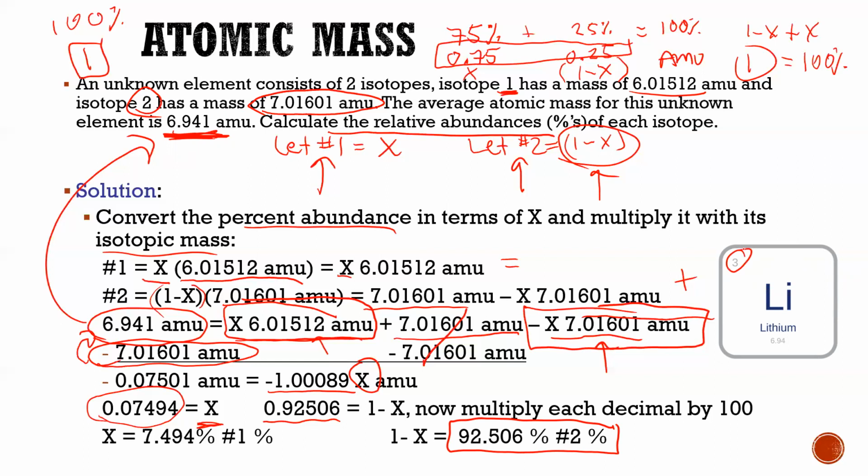So that 3 represents the number of protons. Both of these isotopes are lithium because they have 3 protons. Why did they have different masses? They have different numbers of neutrons. Their relative abundances multiplied by their masses gave me a weighted average of 6.941, which was given in the problem. But what I had to do in this problem was figure out the relative abundance of each isotope. And that was trickier because what did I have to incorporate? A variable, and I had to use algebra.